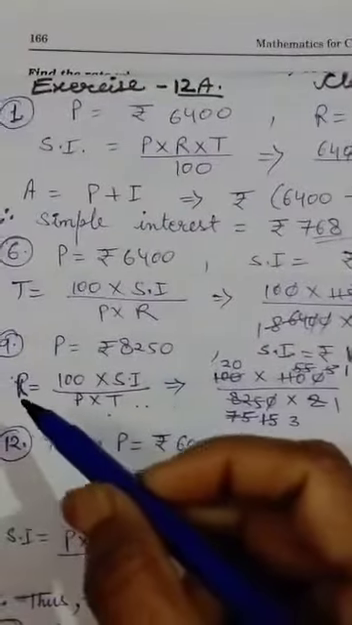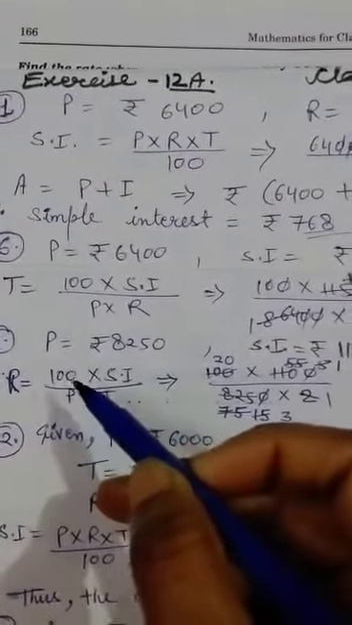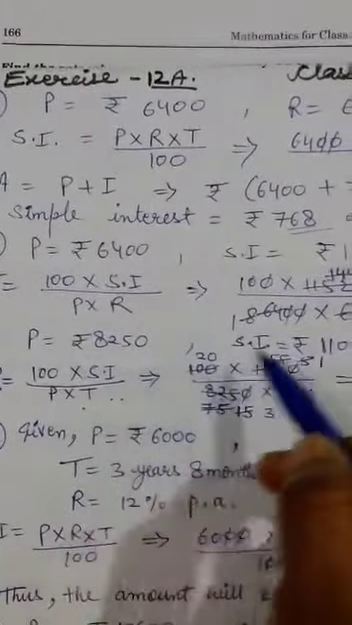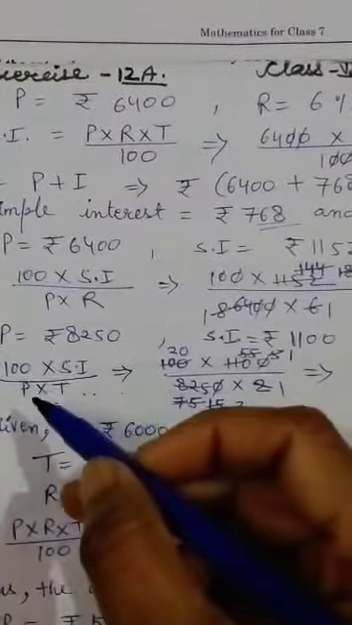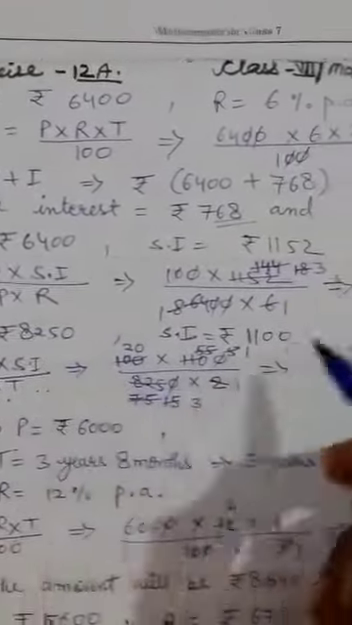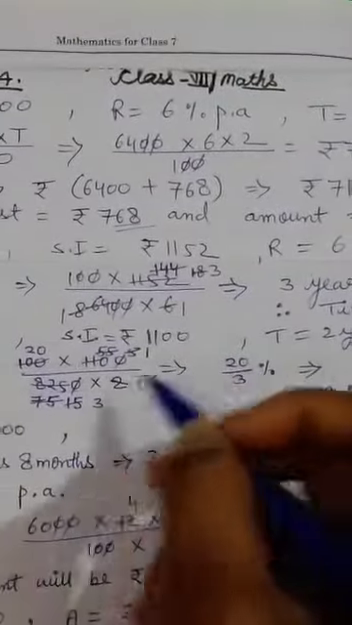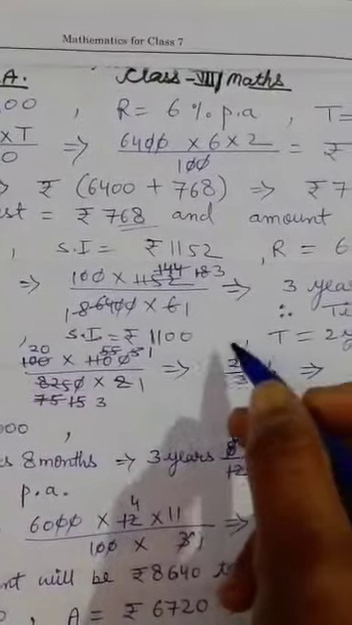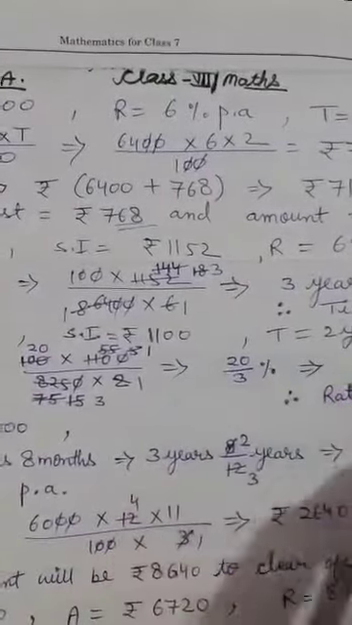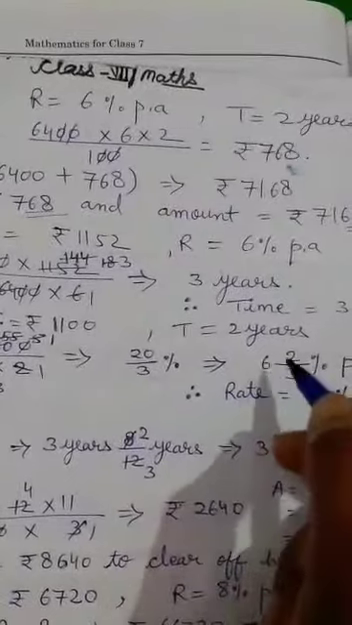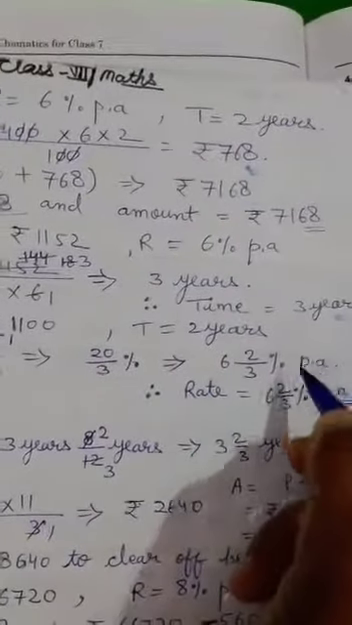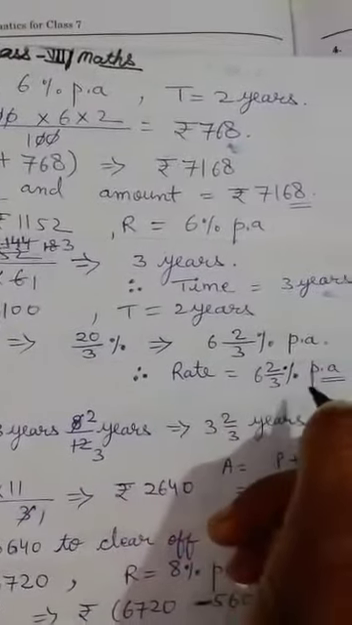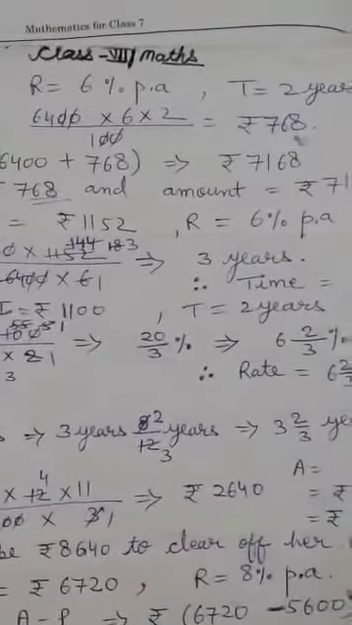So for finding the rate, its formula is R equals 100 into SI upon P into T. 100 into SI given, put its value, upon P is given, into T is given, 2, put its value, cut it, you will get 20 upon 3%. It is improper, so convert this into mixed, it becomes 6 whole 2 upon 3% per annum. So therefore rate is equal to 6 whole 2 upon 3% per annum as your final answer.